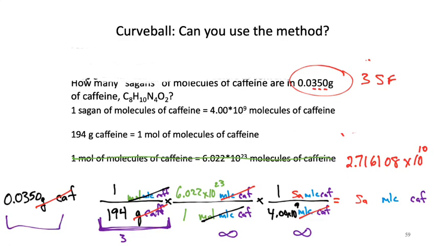Our very first number has 3. So our answer should be reported to 3 sig figs. If we look at it, 271, the 6 is large. Add 1, and we get 2.72 times 10 to the 10th molecules of caffeine. Okay? So if it's a show your work, you want us to do it. Show your work, you got to address all aspects of the calculation, which includes sig figs.